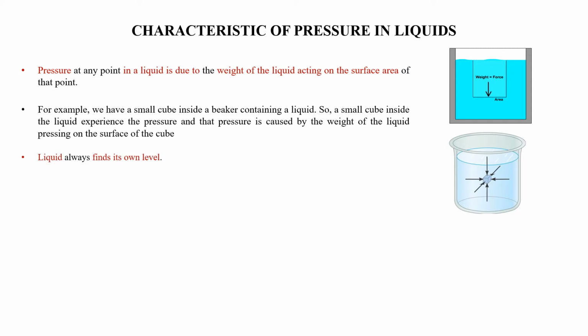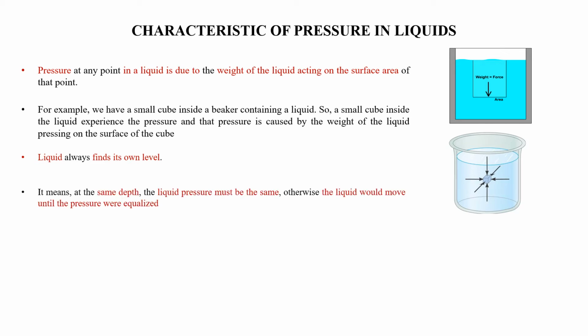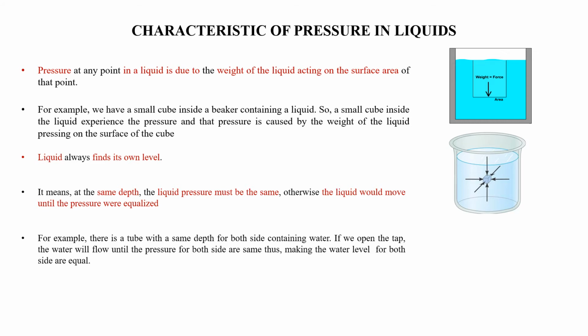Next, liquid always finds its own level. What does it mean? It means at the same depth, the liquid pressure must be the same. Otherwise, the liquid will move until the pressure will equalize. For example, there is a tube with the same depth for both sides containing water. So this is a tube with tap closed.